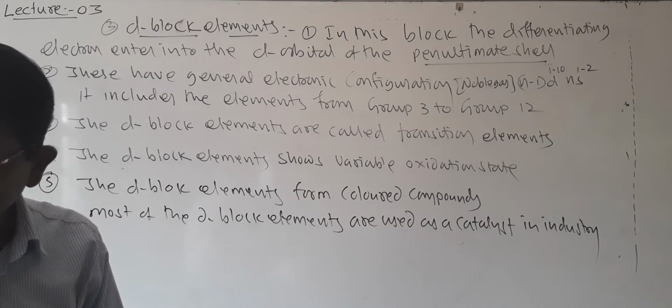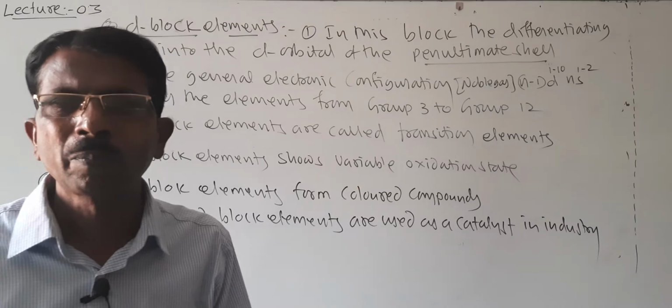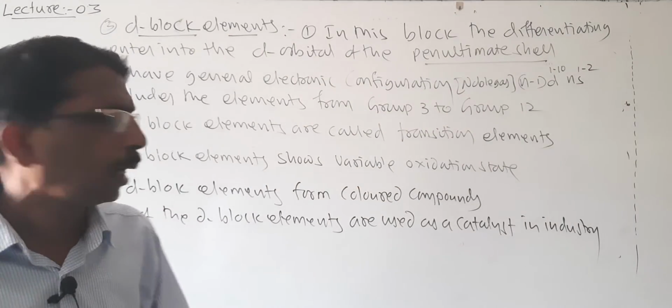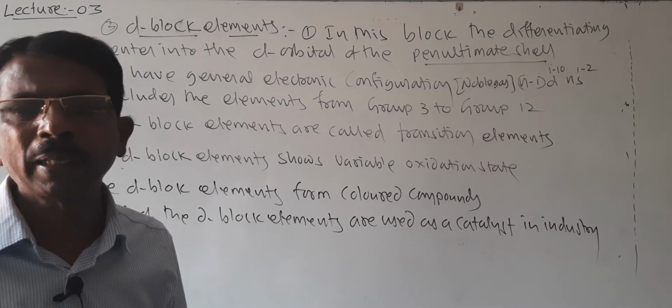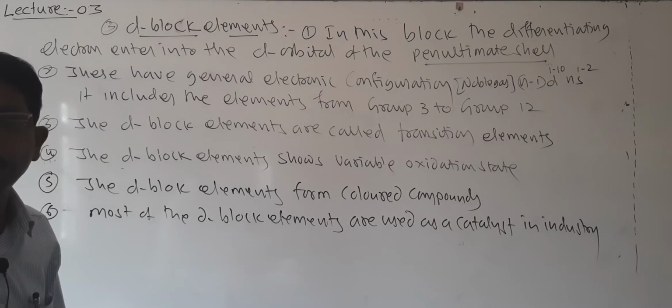So students, here it is about a D block. It is in the middle of the periodic table, and almost all these are having metallic character. So then let us see F block elements.